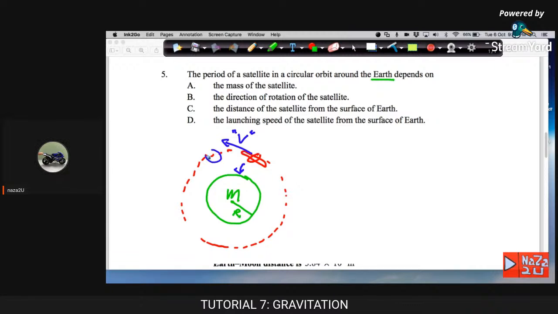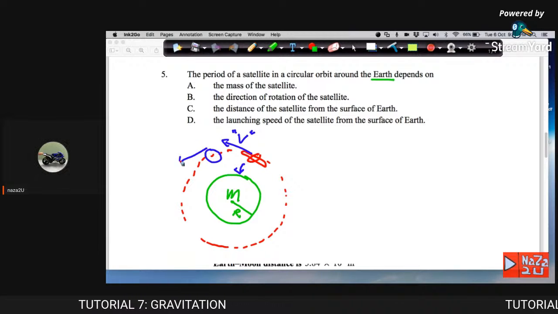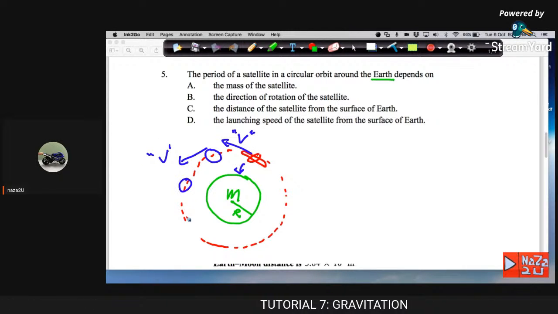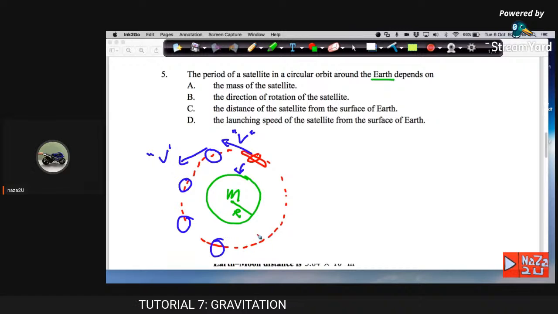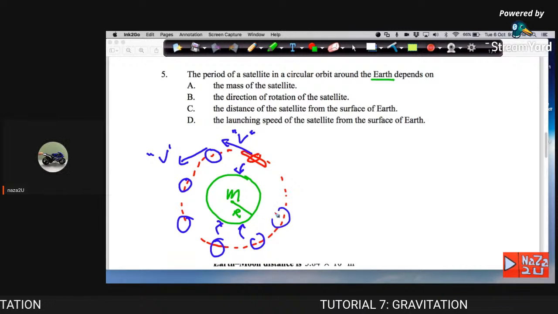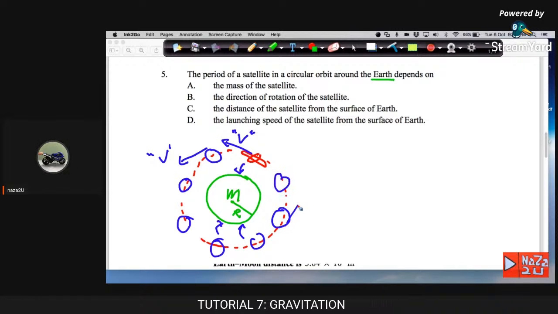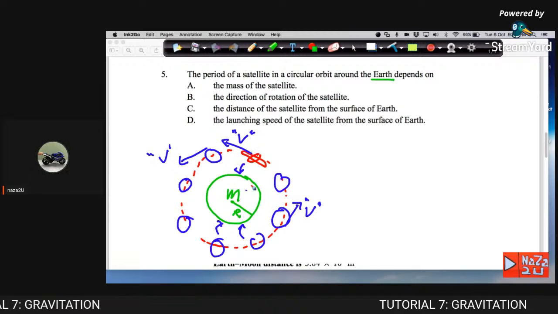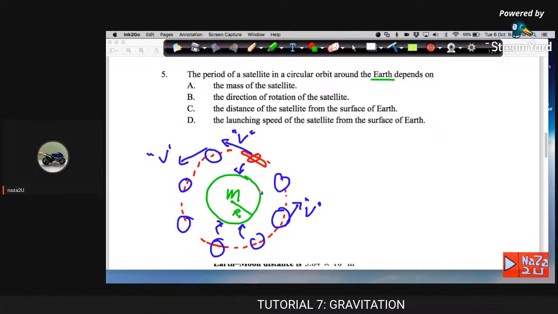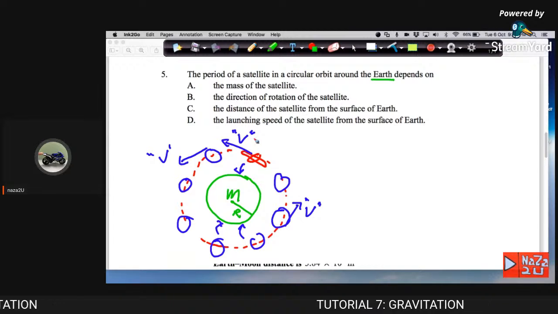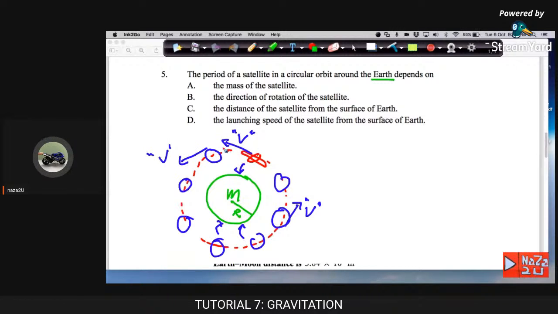Dia akan ke sini. Lepas tu this is V. V orbital, dia akan jatuh ke bawah, and the next jatuh, tapi dia tidak jatuh ke permukaan bumi because dia jatuh kekal because we have a V. So kalau satellite ini tak ada V, dia akan jatuh ke bawah. Dan konsep dia macam itulah, because we have a gravitational force or the attracting force between the two objects. So now this is a circular path.